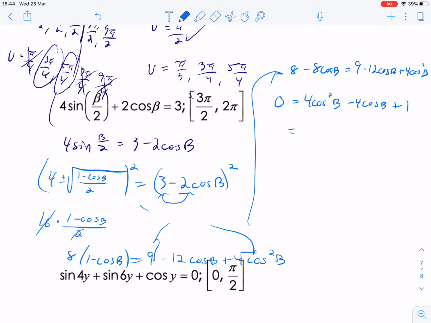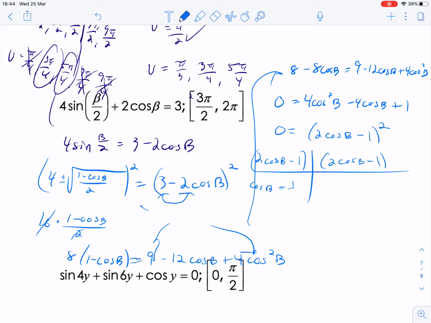All right, we got to factor it. This is going to be 2 cosine of b minus 1 squared. So we get 2 cosine of b minus 1, 2 cosine of b minus 1. We only need to do 1. So cosine of b equals 1/2. I'll do them both to show you they're the same.